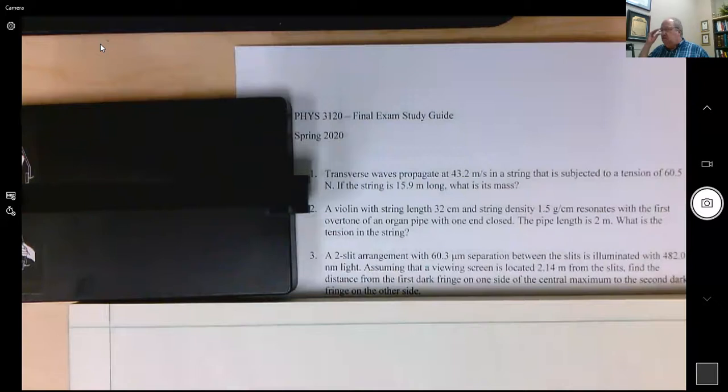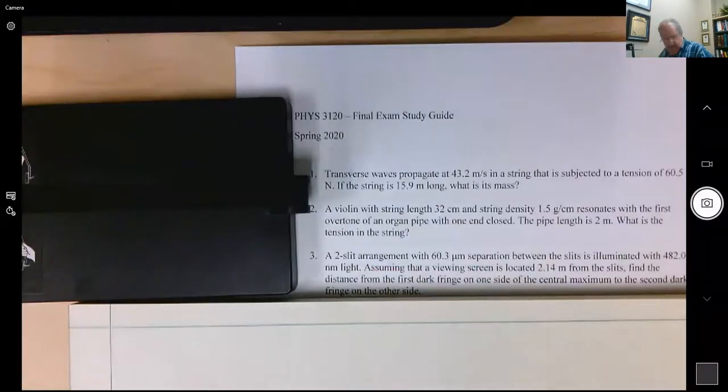So the first question, we have a transverse wave propagating through a string that has a tension of 60.5 newtons. If the string is 15.9 meters long, then we want to know what the mass is. First of all, we need to get the governing equation for this particular item.